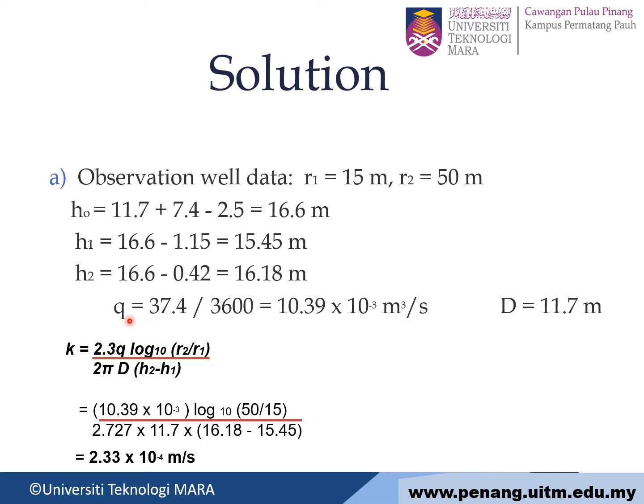So for Q you have to convert from cubic meters per hour to cubic meters per second: 37.4 divided by 3,600. So you will get this answer for Q. The D is 11.7. So K is 2.3 Q log10 of R2 over R1 divided by 2 pi D times (H2 minus H1), or you can also use another equation using ln. Alright, so this is the final answer, 2.33 times 10 to the power of minus 4 meters per second.